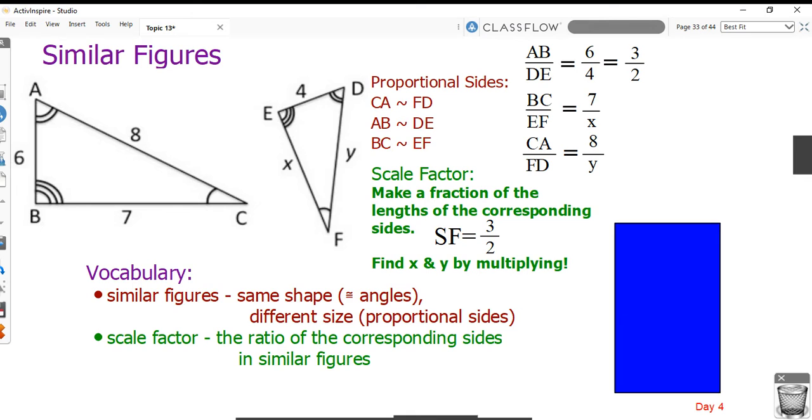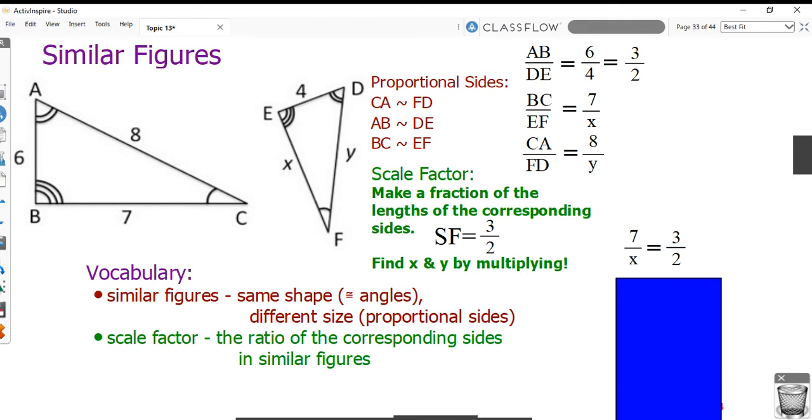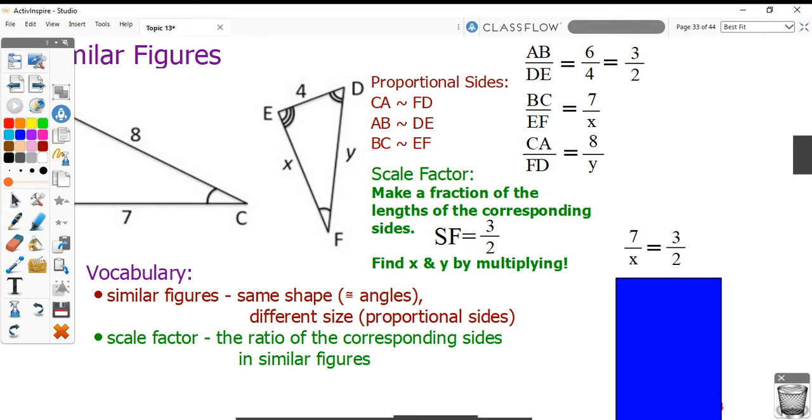So if we were trying to solve for x, we could say that this ratio, 3 over 2, is equal to the same ratio as 7 and x. Okay, comparing 6 and 4, that 3 over 2 is the same as comparing 7 and x for the other sides of that triangle. Okay, so if we're going to solve an equation that looks like this, it ends up being pretty simple. We're going to do a little bit of cross multiplying, something that we learned about in probably 7th or 8th grade.